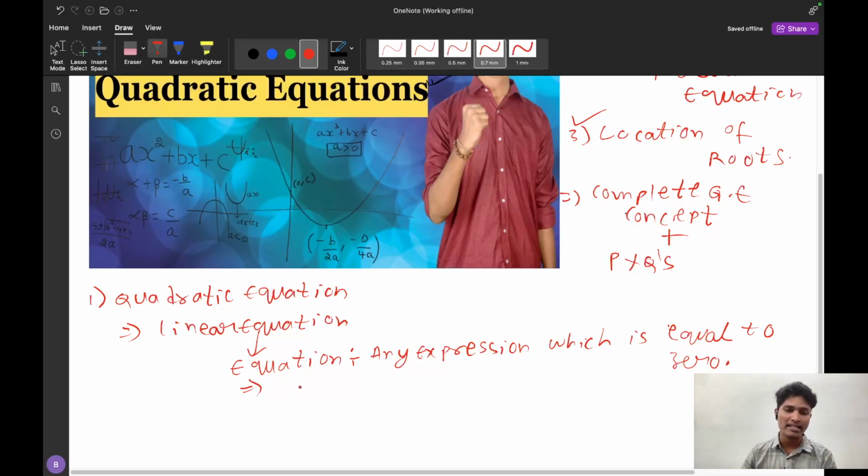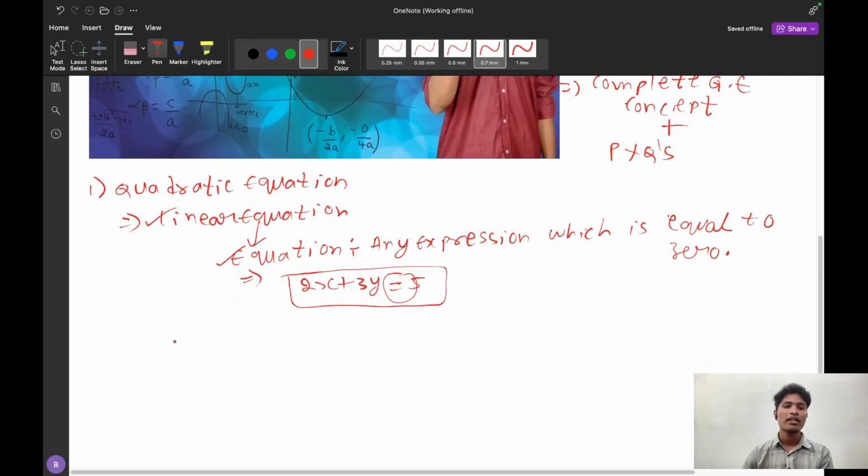Suppose I give an example: 2x plus 3y equal to 5. This is an equation because it has an equal to sign. If an expression has an equal to symbol, definitely it is an equation. So if equation is clear, then what is a linear equation?